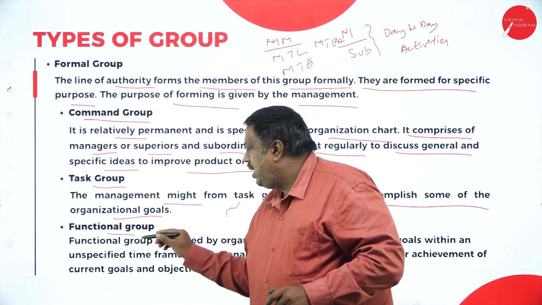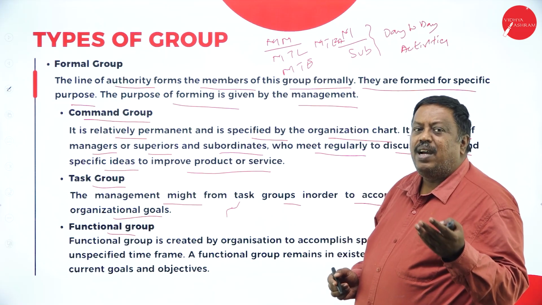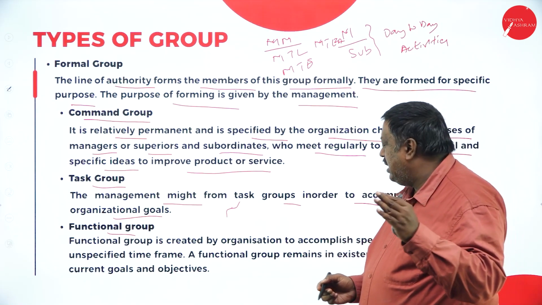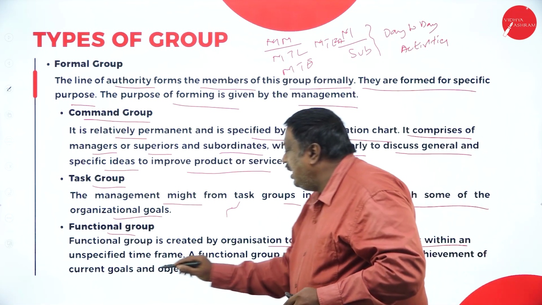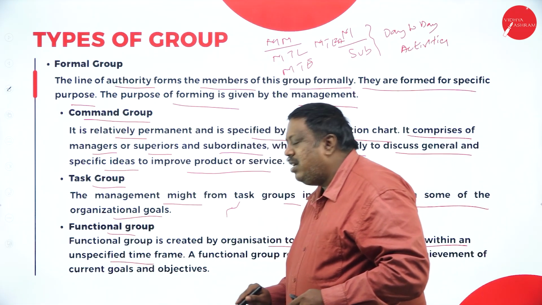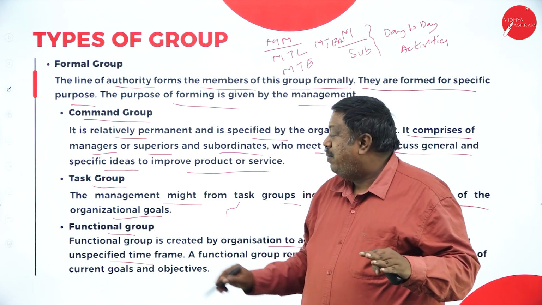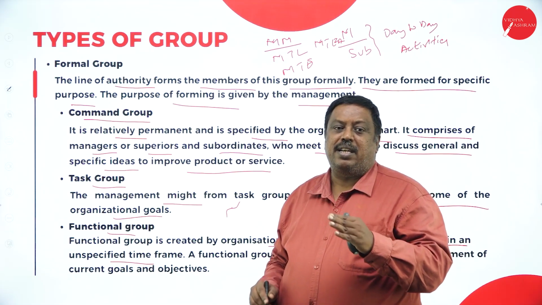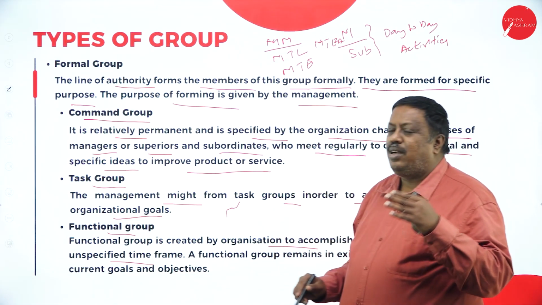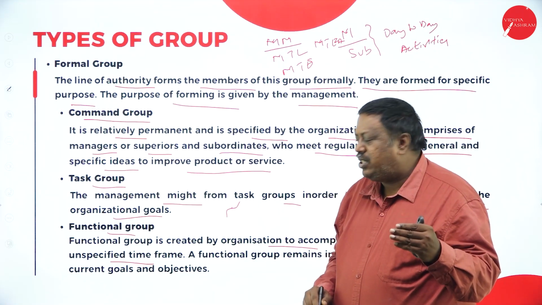Next, we have function. It is saying only function. Function is nothing but for certain functional activities of the organization. It is created by the organization to accomplish specific goals within an unspecified time frame. Here in the functional group, they'll not mention the time, but in the task group, they're going to mention when the work has to be completed. But here it is not like that. They're going to create the group and they'll allot the work and they'll never mention the time here.